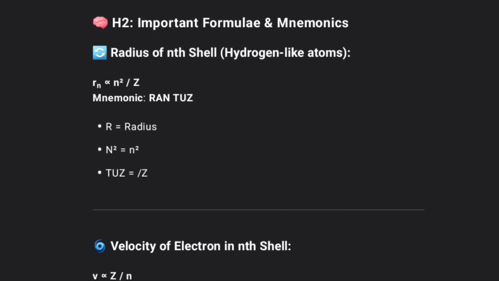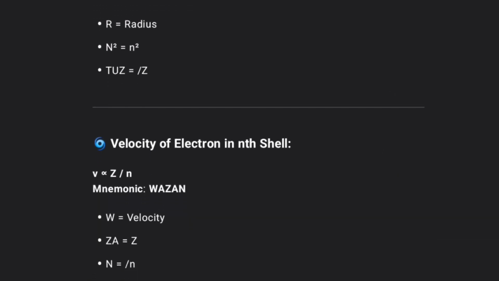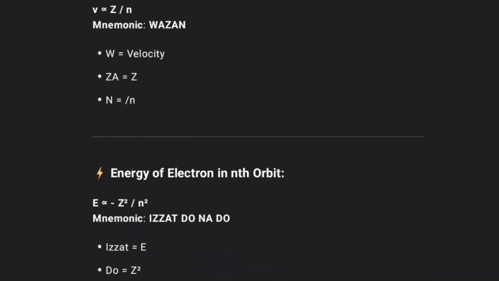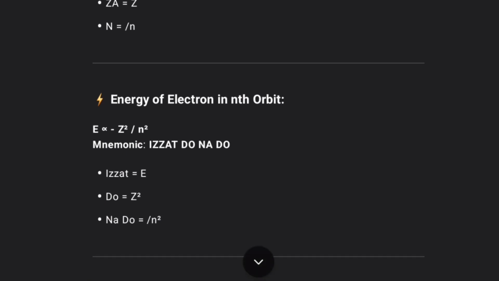Radius of the nth shell for hydrogen-like atoms: r is proportional to n² divided by Z. Mnemonic: R is radius, n² is n squared, Z is Z. Velocity of the electron in the nth shell: v is proportional to Z over n. Energy of the electron in the nth orbit: E is proportional to minus Z² over n².